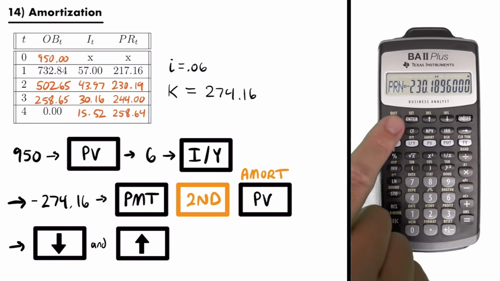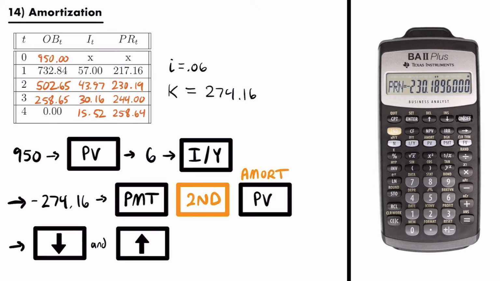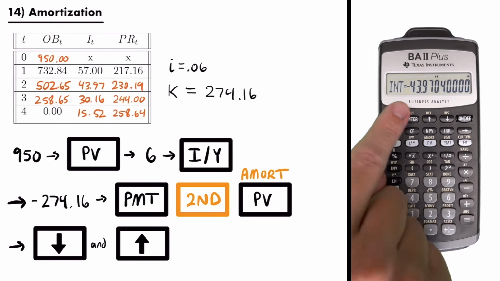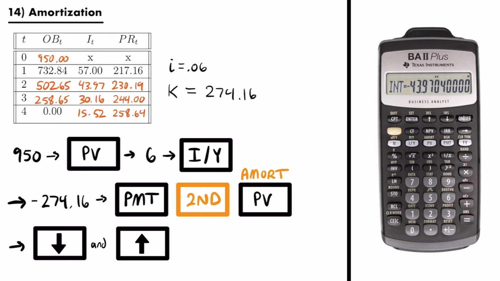So we'll go down again. There's the principal repaid of $230.19. That matches up with our table. And then I'll go down again to our interest of $43.97, which also matches up with our amortization schedule. All right, so you can kind of see how this works.